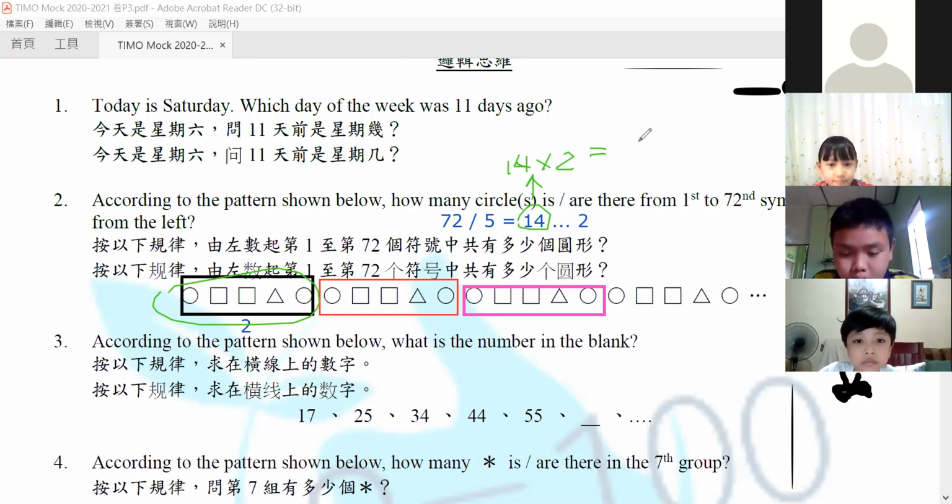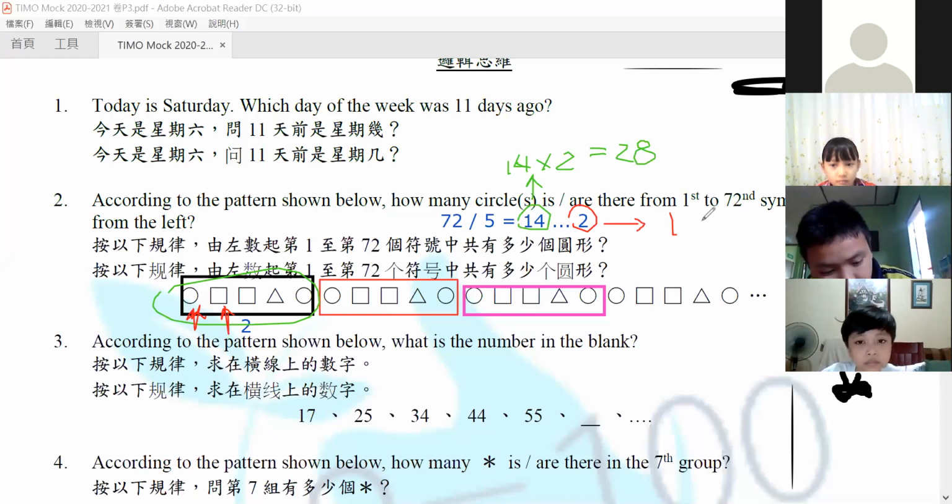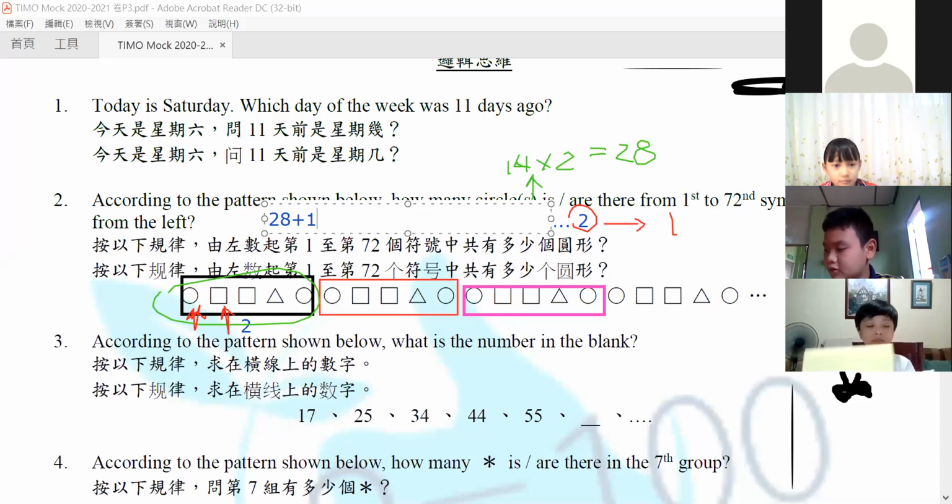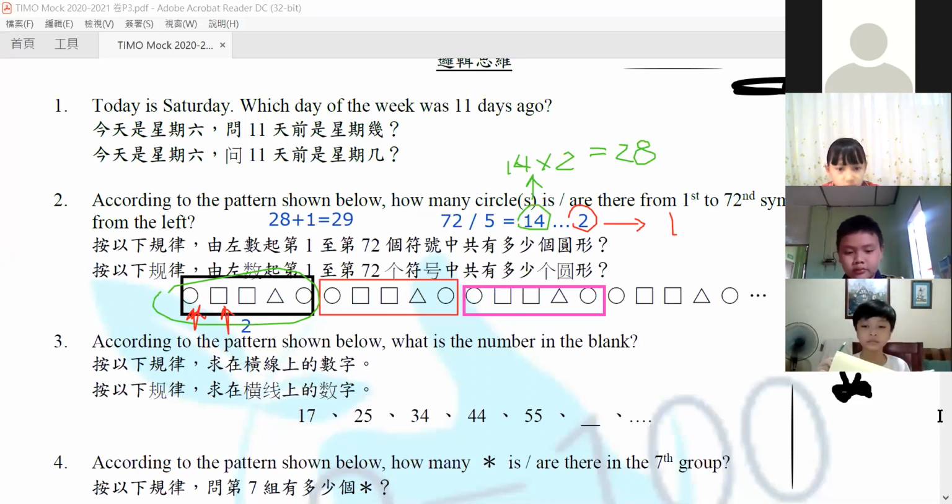But that is all for a full pattern, right? How about this remainder of two? We have two more graphs, of which one of them is actually a circle. So we have 28 plus one, which equals our answer. So our answer is 28 plus one equals 29, right? Yes, it's just like this. So very good.